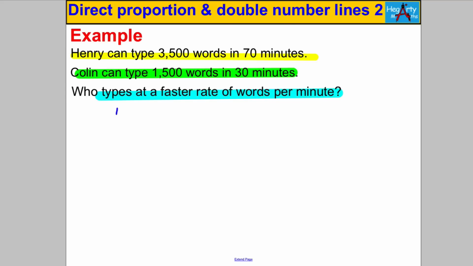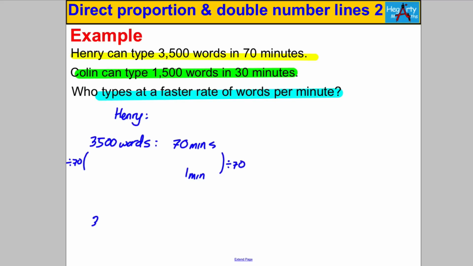So let's do this separately. Let's write Henry's stuff here. There's Henry. Okay, now we want to work out how many words he types in 1 minute. So we're going to divide here by 70 to get 1 minute. And we'd have to go over here and we'd have to divide by 70 as well, right? So we can go off and do 3,500 divided by 70. So we can divide the top and bottom by 10, alright? And 350 divided by 10 is equal to 50. So we're getting ourselves that he's doing 50 words per 1 minute.